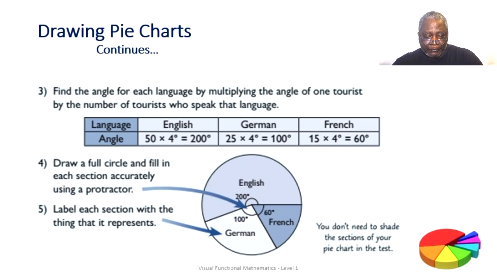Languages: English, 50 times 4 degrees equals 200 degrees. German, 25 times 4 degrees is equal to 100 degrees. And then French, 15 times 4 degrees is equal to 60 degrees. Next, draw a full circle and fill in each section accurately using a protractor. And then label each section with the thing that it represents. Here is the example. You have English, 200 degrees, German, 100 degrees, French, 60 degrees.